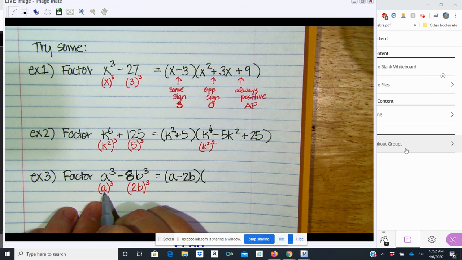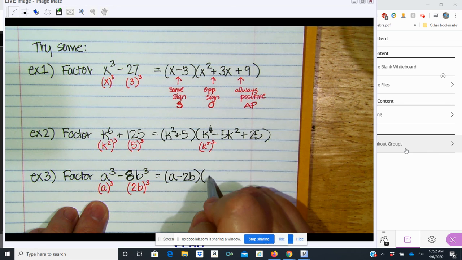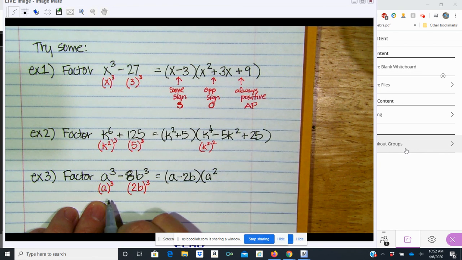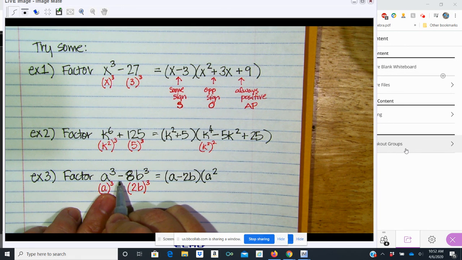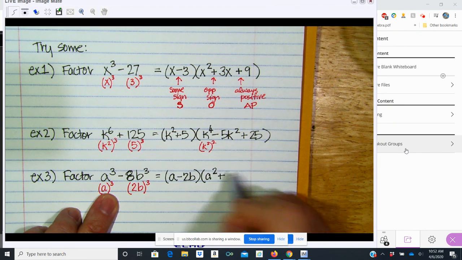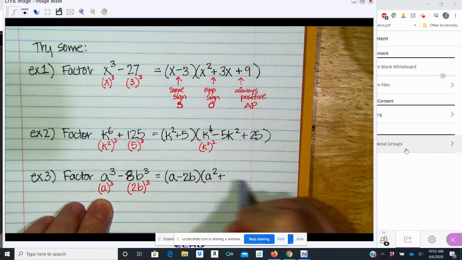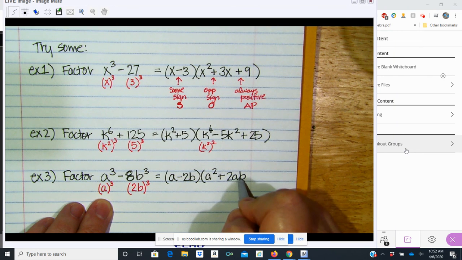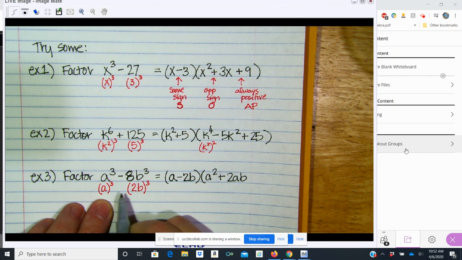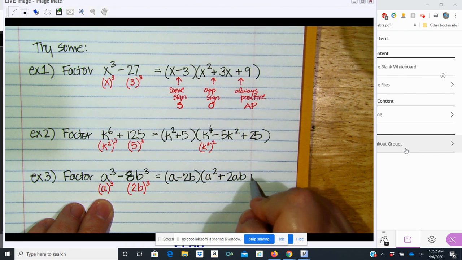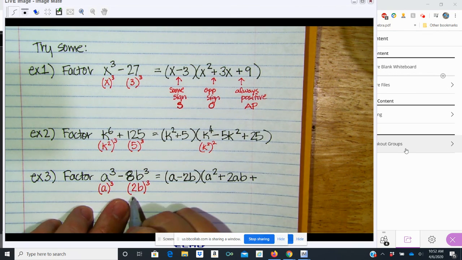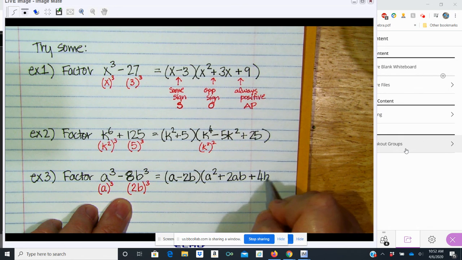Then it's the first cube root squared, the opposite sign from the original, multiply your two cube roots together. The last sign is always positive. And then it's going to be 2b, or the last cube root, squared. 2b times 2b is going to be a 4b squared.